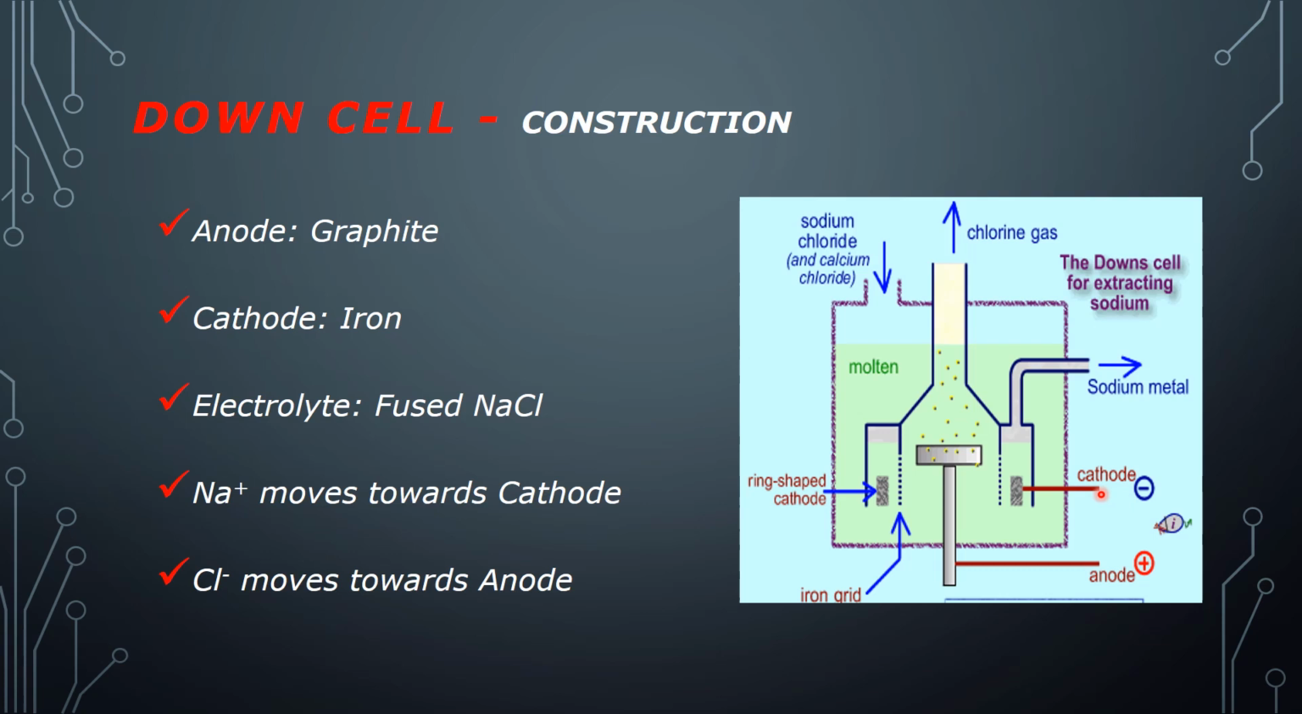Cathode is the one where reduction takes place. Since sodium carries positive charge, in order to become neutral, it must gain electron. And gain of electron is called reduction, which takes place at cathode. Chloride ions, being negatively charged, move towards the positive electrode. Here, chloride ions will lose electron. The loss of electron is called oxidation, which takes place at anode.